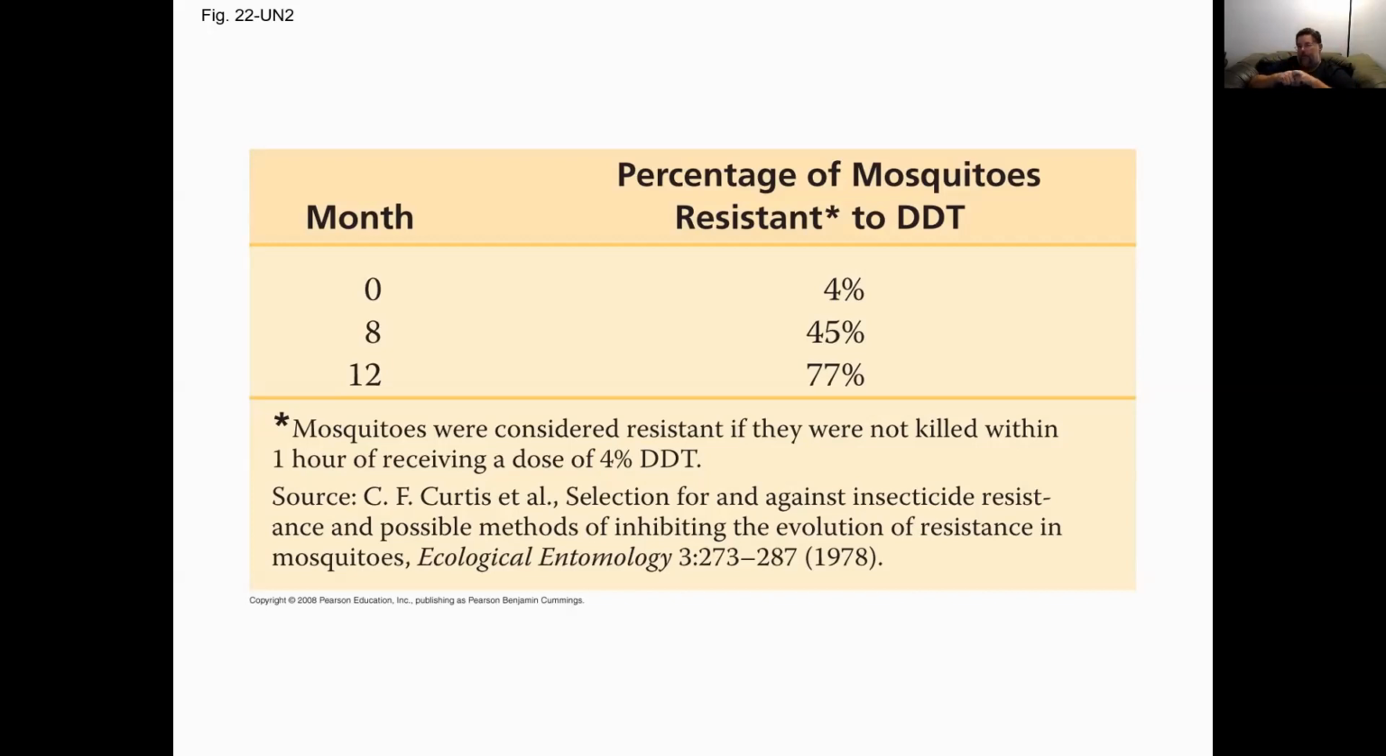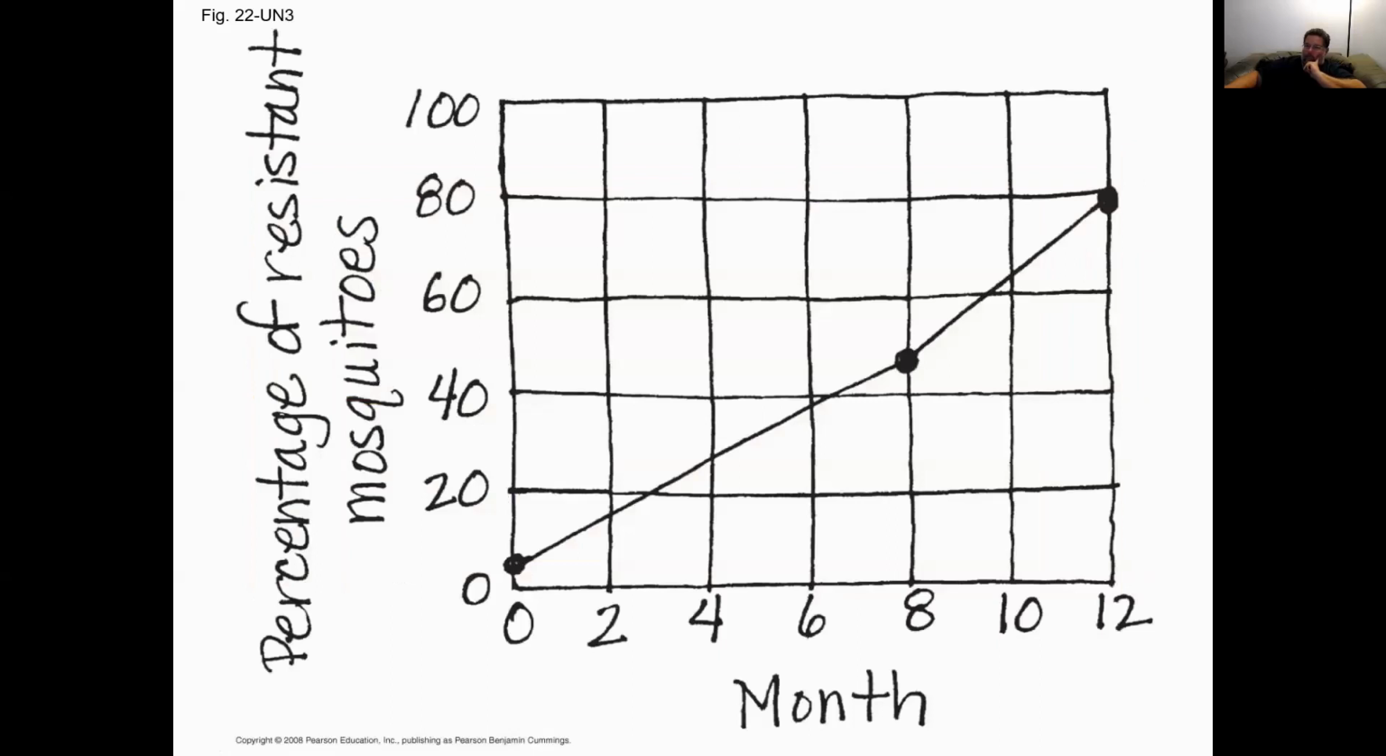That is a type of natural selection. Granted, it was human driven, right? Because we put this insecticide out there, but it's not like artificial selection where you're purposely choosing that trait. This was just an example of one study. There's been lots of studies that showed insecticide resistance. And so that's what's shown in this graph here, where you can see the percentage of resistant mosquitoes increased over time.